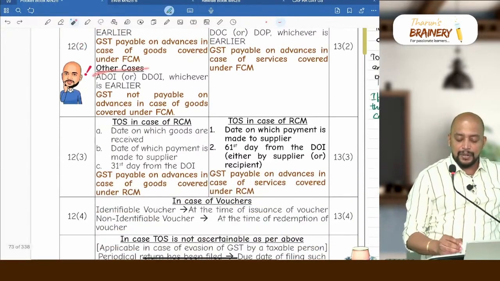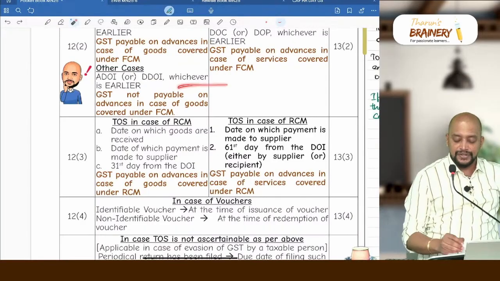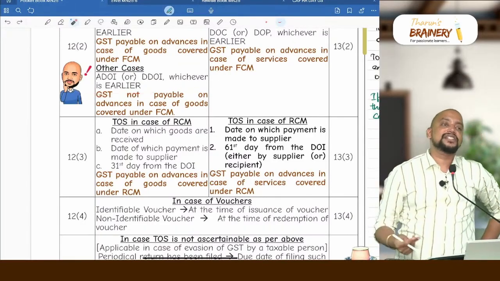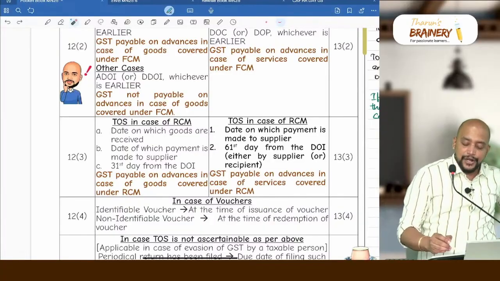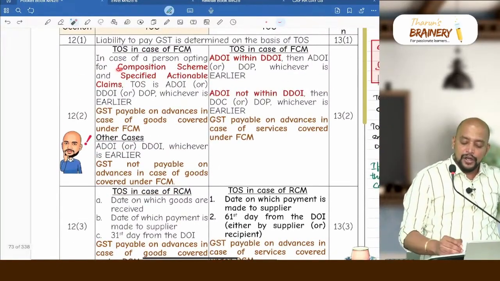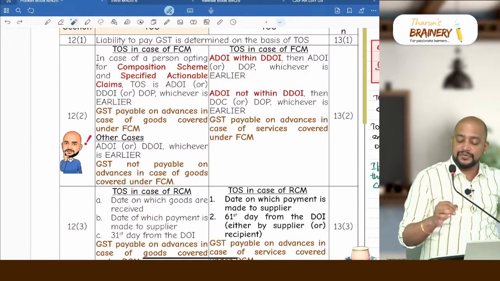In other cases, it will be actual date of invoice or due date of invoice, whichever is earlier, only 2 dates. As date of payment is not there, is GST payable on advances? No. GST is not payable on advances in case of goods covered under FCM. Only for the composition scheme and specified actionable claims we need to pay.